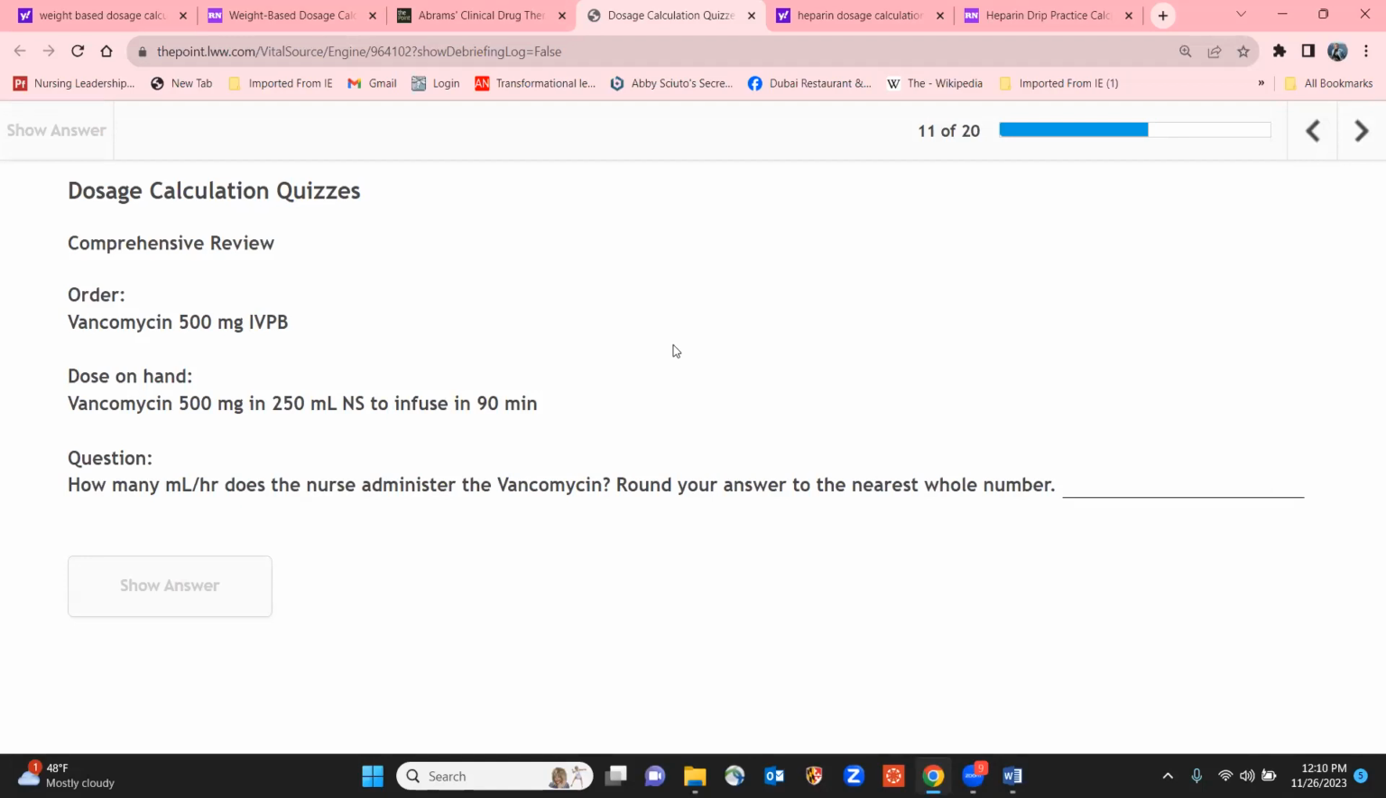So this one's asking you for mLs per hour. Now, if you notice the difference between this one and the ones that you've seen, right? The only thing you have here that you could possibly use out of this is what? Because it's not asking you for a dose. It's just asking you how to set the pump here.